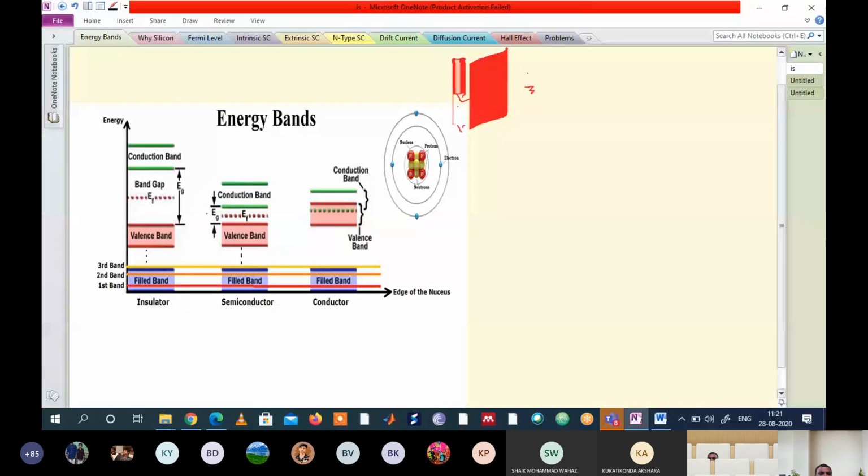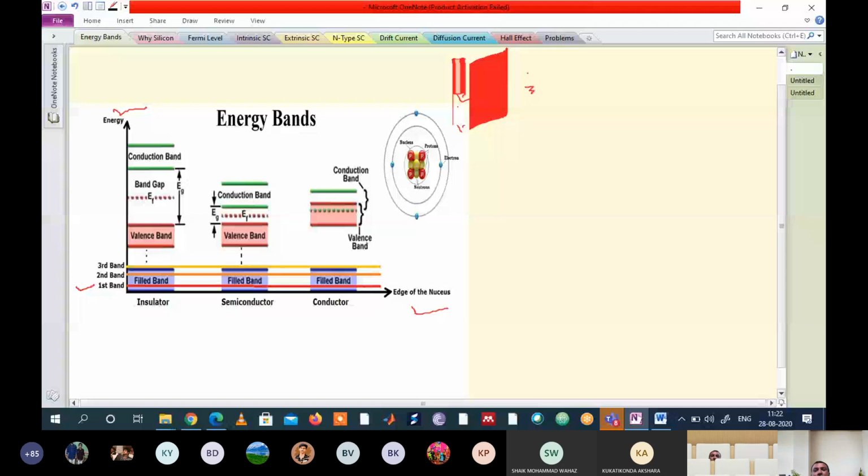The first band is having a very little energy, which is of 2 joules. I am drawing a graph between x-axis and y-axis, where on the x-axis I am taking edge of the nucleus, and on the y-axis I am taking the energy. So this is the y-axis, energy, and this is the x-axis, edge of the nucleus. If you consider the complete x-axis as edge of the nucleus, where does the first energy band lie? What is that first energy band? It is nothing but energy possessed by the first orbit electrons.